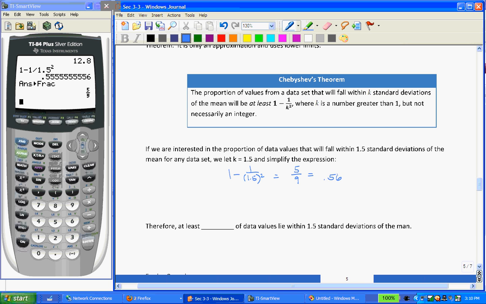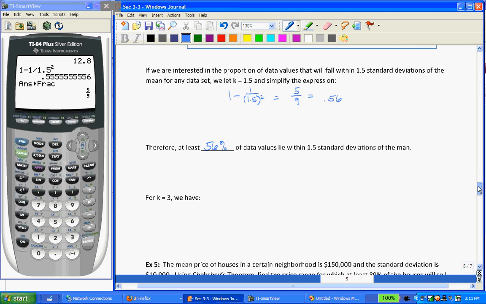They're equivalent. That's fine. Okay, so what Chebyshev's theorem is saying is at least 56% of our data is within 1.5 standard deviations of the mean. Now, it's very possible that there's significantly more, but this is at least the bare minimum. That's what this is saying. At least 56% of our data is contained within 1.5 standard deviations, no matter the data set. So that's what we get from there. So let's put that here. So at least 56% of the data values lie within 1.5 standard deviations of the mean.